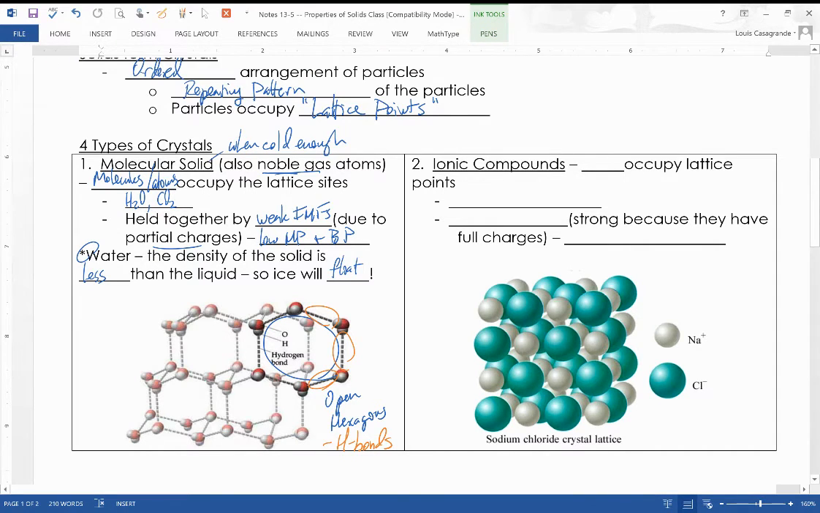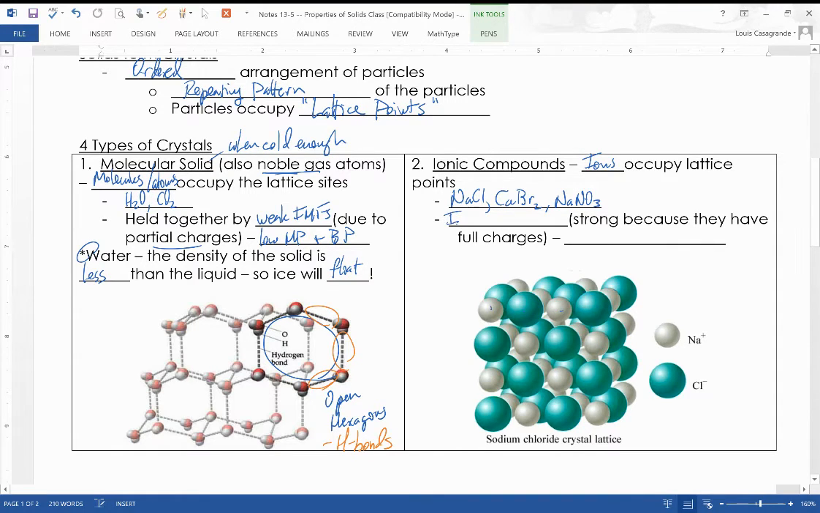The next kind of crystal is called an ionic crystal or ionic solid. And these are going to be ionic compounds where, as you may guess, ions occupy the lattice points. So each sodium and chloride ion is a lattice point. Back in the water, each one of those water molecules is on the lattice point. Examples: sodium chloride, as you see below, calcium bromide, get the formula right, sodium nitrate, anything made up of ions.